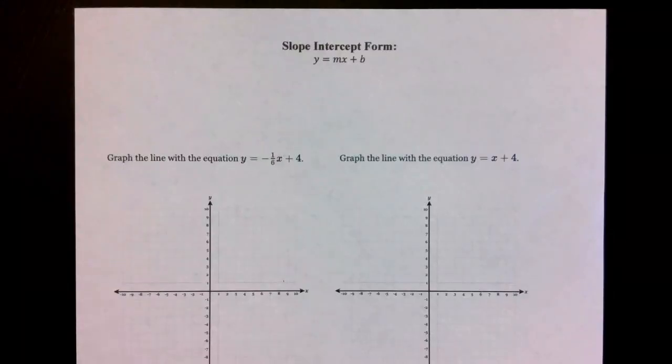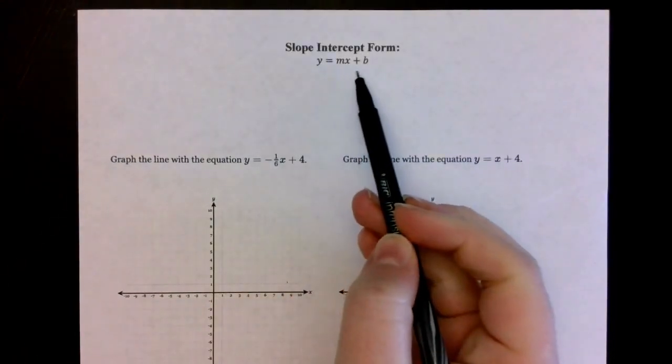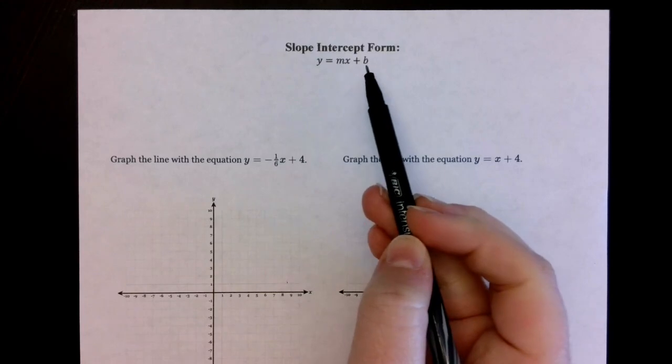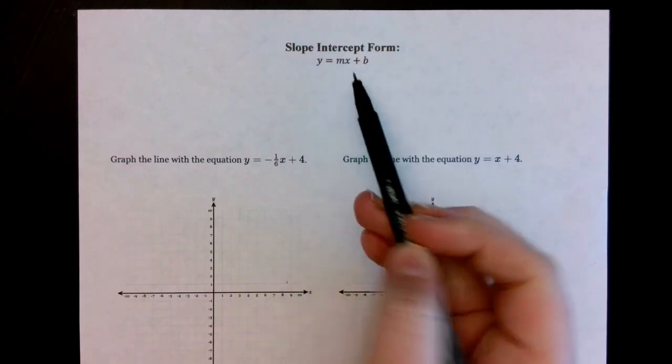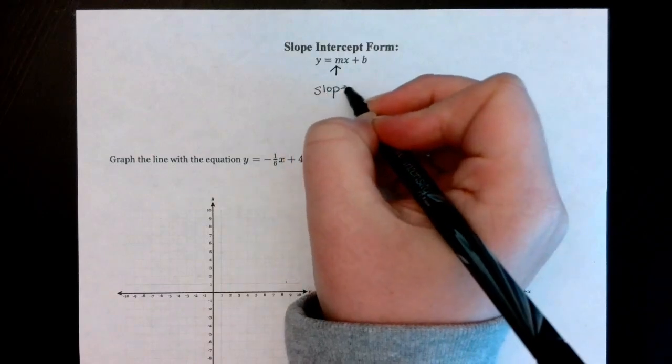In this video, you are going to learn how to graph in slope-intercept form. Slope-intercept form is y equals mx plus b. Every time you see this equation, y and x are going to be in it. M is going to be a number value, that's your slope.